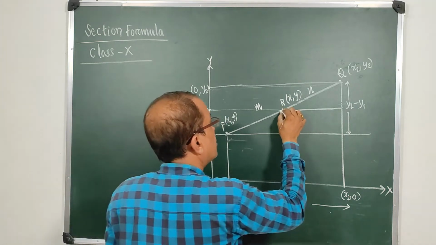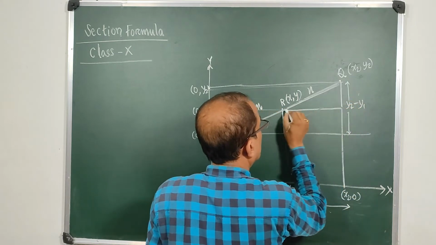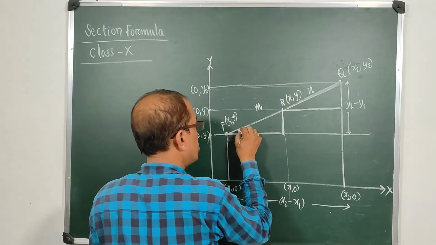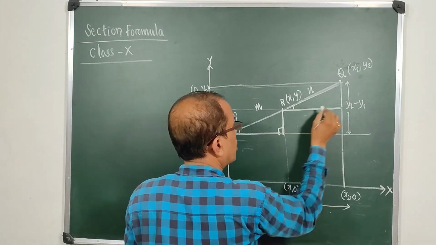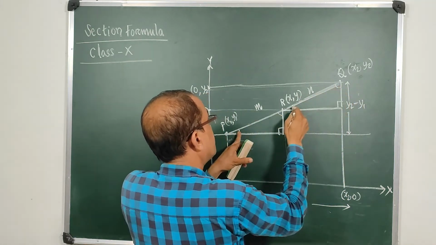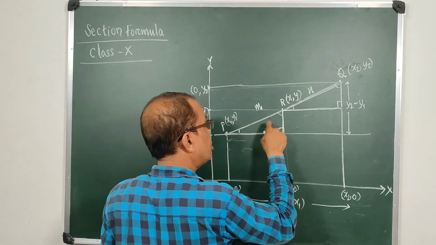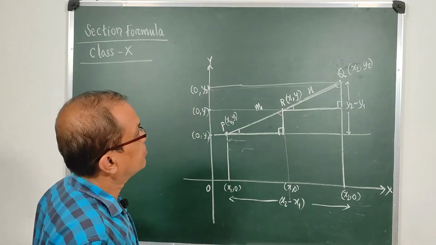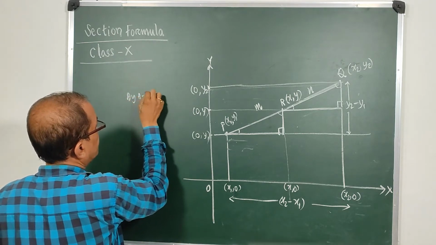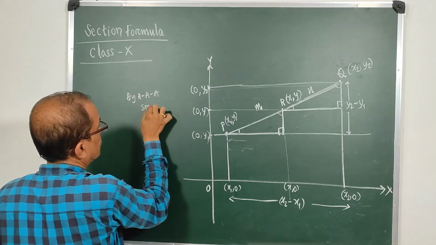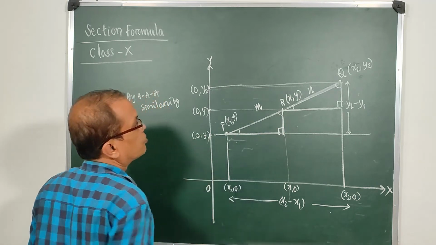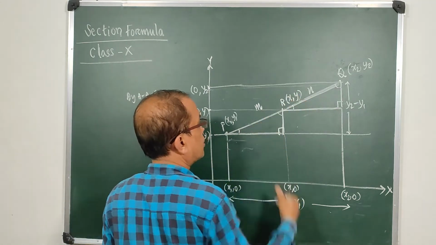So now we have two different triangles too. Using similarities, since these two angles are equal, these two are perpendicular, these two are also equal, being the corresponding angles, so these two are similar. Angle-angle similarity: this triangle and that triangle are similar.